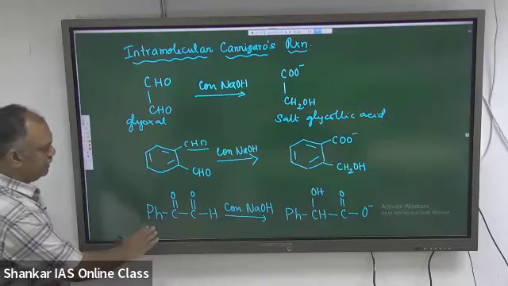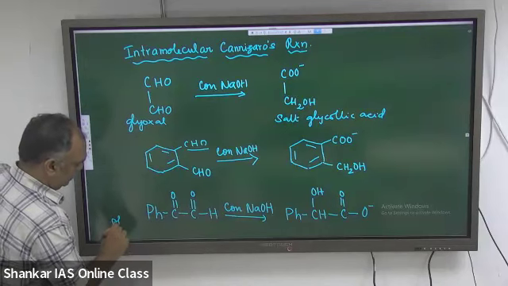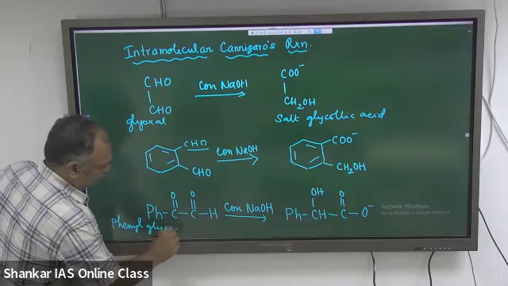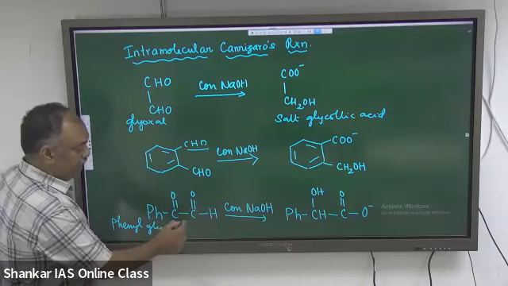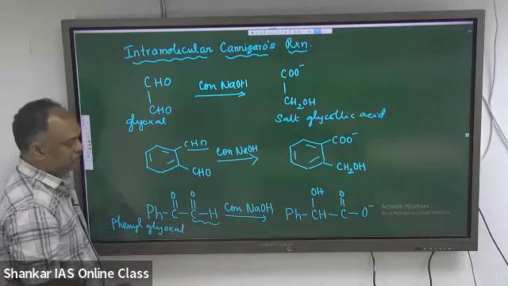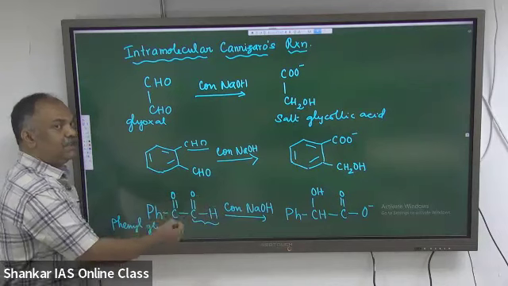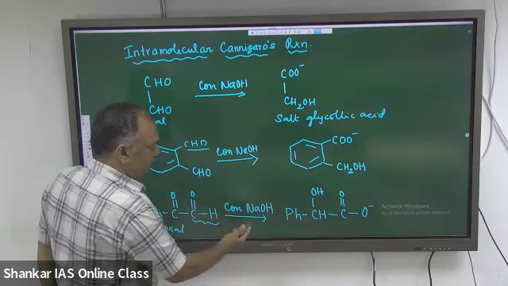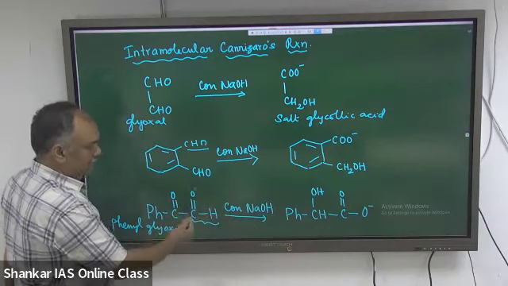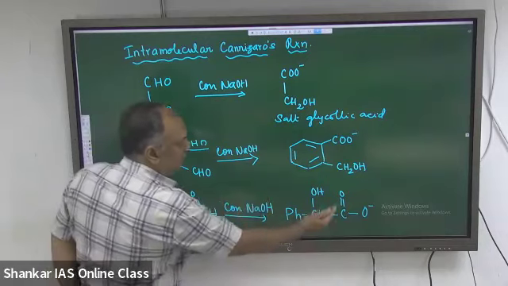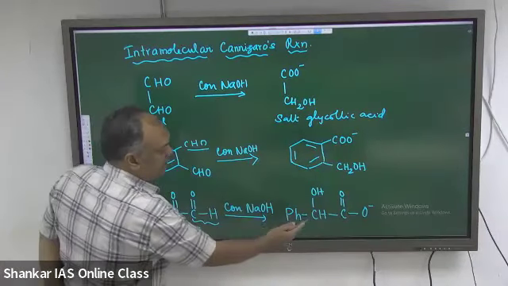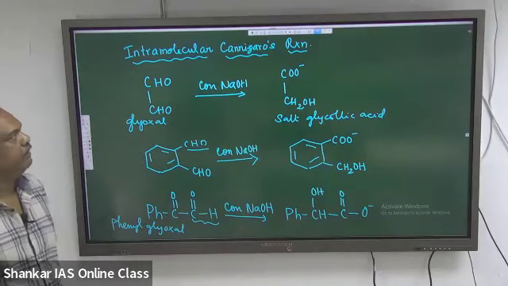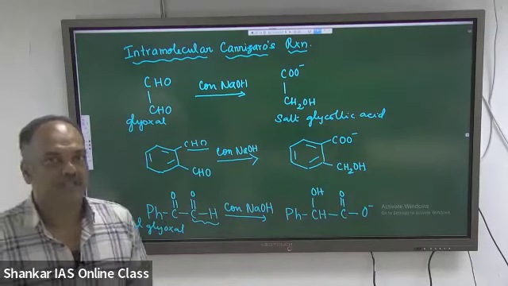This example is phenyl glyoxal. Here you have a combination of an aldehyde and a ketone. The aldehyde group is vulnerable to oxidation; the ketone cannot be oxidized easily. So in the presence of concentrated NaOH, the aldehyde group gets oxidized, whereas the keto group gets reduced to the corresponding alcohol. So these three are examples of intramolecular Cannizzaro reaction.